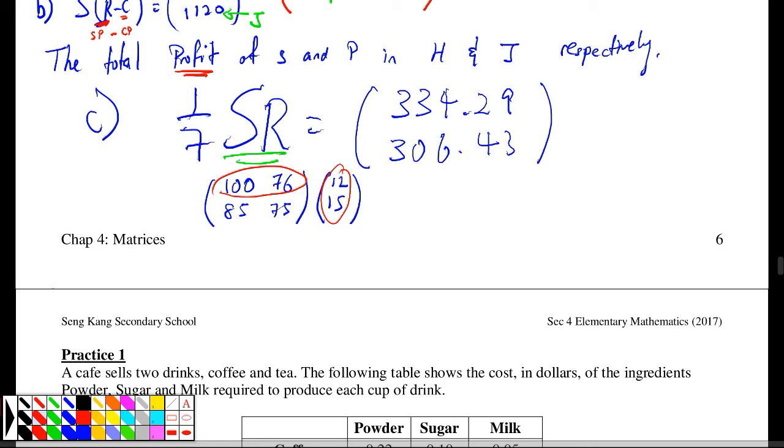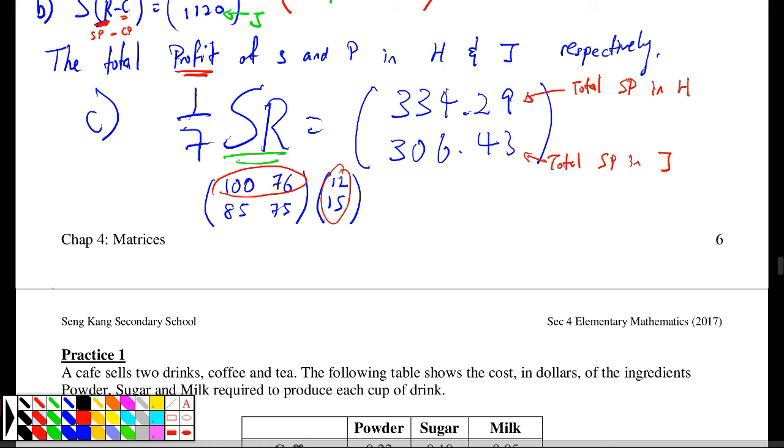So what do you think? Is it the total selling price of shirt and pants in Hougang? So this is in Hougang, this is in Jurong. So this is total selling price in Hougang. This is total selling price in Jurong. But not enough because there is a 1/7.